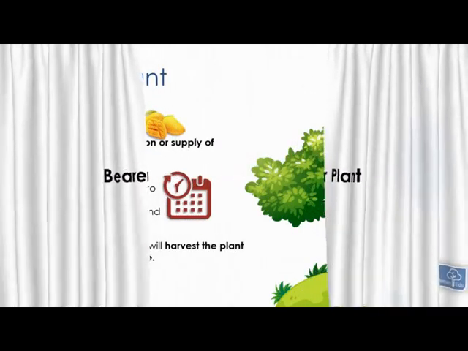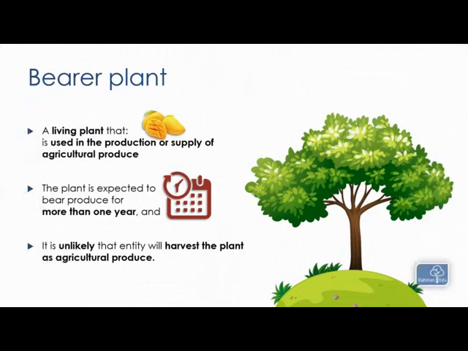Alright guys, let's talk about bearer plant. A bearer plant is a living plant that is used for the production of agricultural produce, and we are expecting that this bearer plant is going to give us produce for more than 1 year, and we do not have any intention to cut down this tree, harvest the plant as agricultural produce. That's a bearer plant. And when the bearer plant becomes older and no longer used to bear produce, maybe we will cut it down, maybe we will sell it, but that doesn't preclude this plant from becoming a bearer plant.